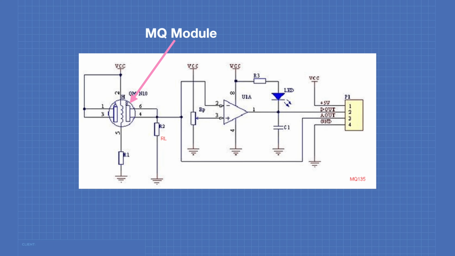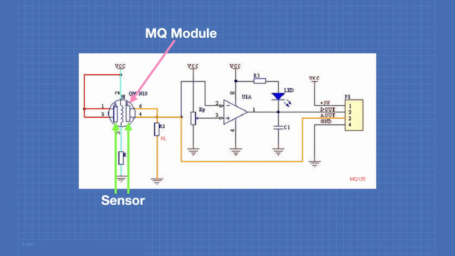The first component is the heater, and the heater is connected to VCC, which in this case is 5 volts, and goes to ground through a dropping resistor to limit the current. The other connections are for the sensor itself, and the sensor connections are on pins 1 and 3 on one side and 6 and 4 on the other side.